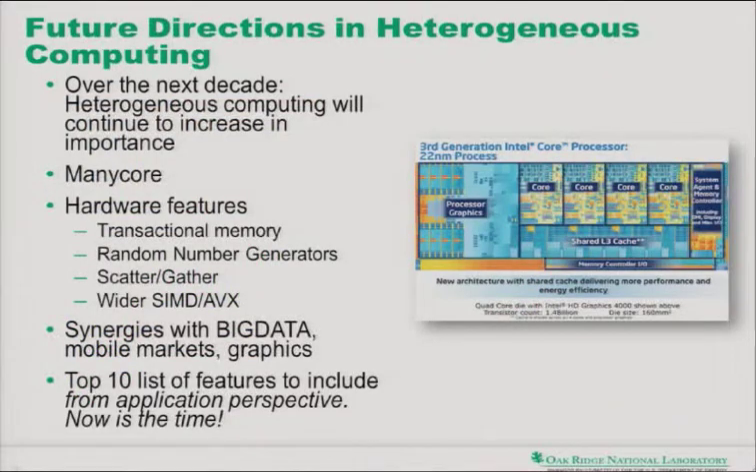I think we're going to see a lot more of this, many core. You might have 3 or 4 different kinds of cores on a chip. You might have one there to do something like a different type of image processing or AES processing or something like that. Plus you have all these things like transactional memory and random number generators, and scatter-gather.